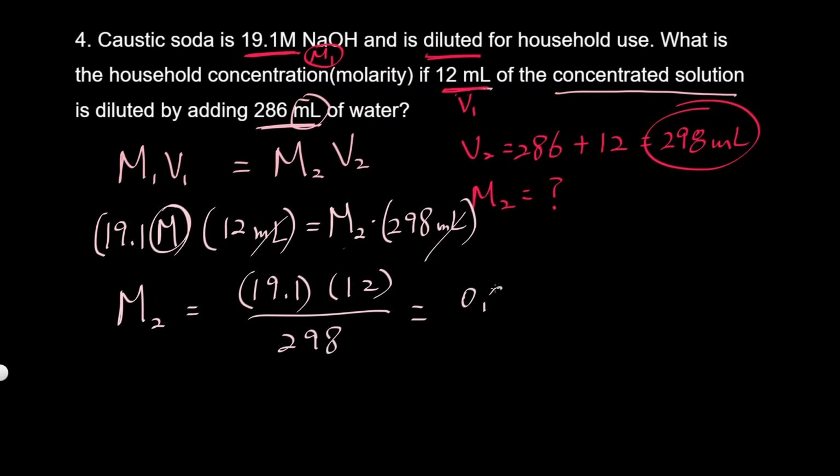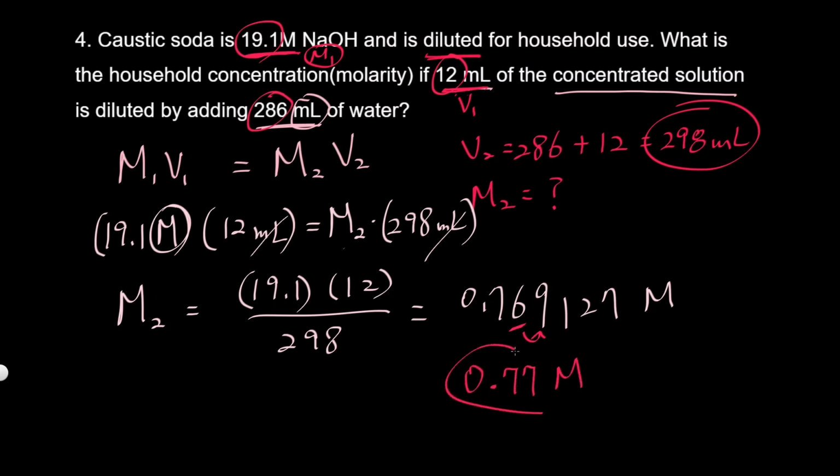It's going to be 0.769127 molar. Let's keep our sig figs correct. That's 3 sig fig. This is 2 sig fig. This is 3 sig fig, so we want to have up to 2 sig fig. Look at the next number. It's greater than or equal to 5, so it should be 0.77 molarity.